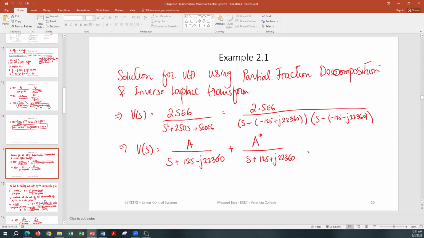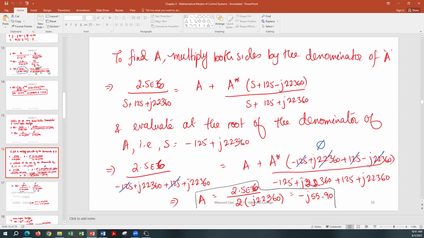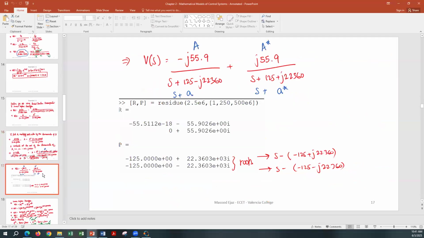Partial fraction decomposition. So we had this transfer function, and then we had plus 125 this and minus. So we went ahead and wrote down how to get the partial fraction decomposition and all those things. We came out with negative j55.9 over s plus 125 minus j this, and then this.